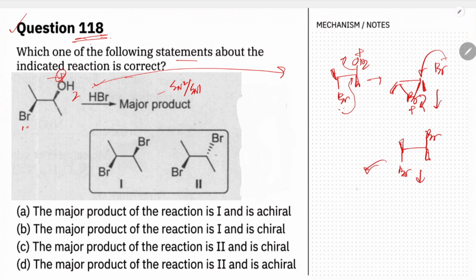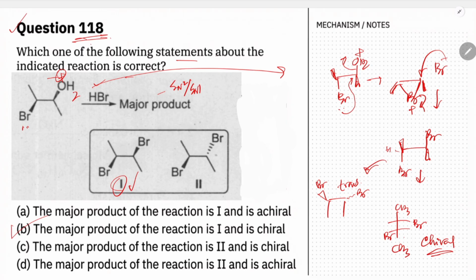Now it resembles option 1, and the question is whether it is chiral or achiral. If we move this methyl cis to each other, then this bromine and bromine become trans. So in the Fischer projection, if it is CH3 and bromine, they are chiral. So according to me, the answer B will be correct. The major product of the reaction is 1, and that is chiral.